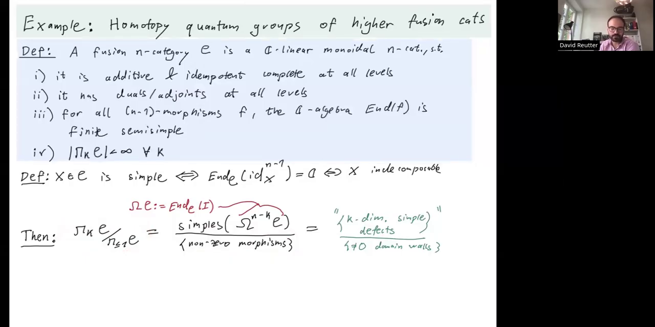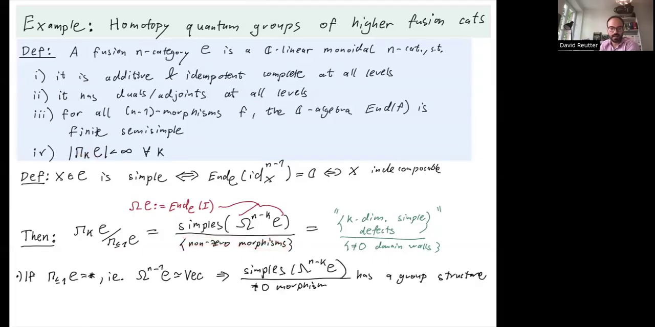And you should really think of this as the information here. And in fact, it turns out this is also the finiteness condition. The finiteness condition is you ask that simple k morphisms up to non-zero morphisms form a finite set.